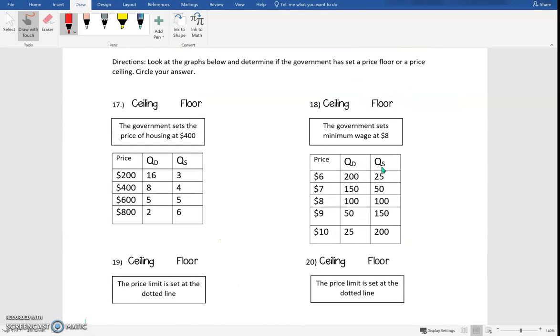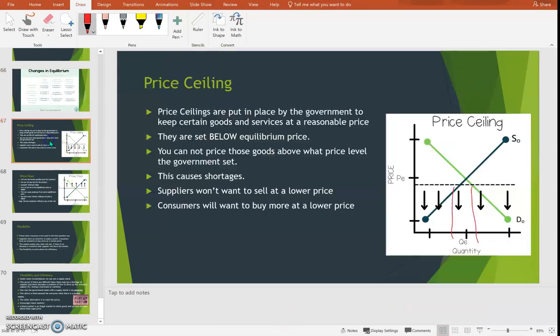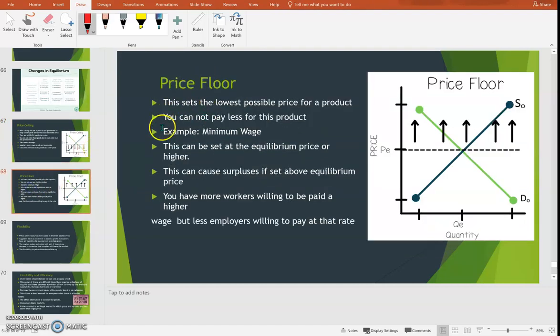Okay, so now we're going to look at these graphs and determine if the government has set a price floor or a price ceiling, and then we're going to circle our answer. Going back to our notes, we know that a price ceiling is set below equilibrium price. If you want to write this down on your homework so that you remember it. A price floor is set at equilibrium price or higher.